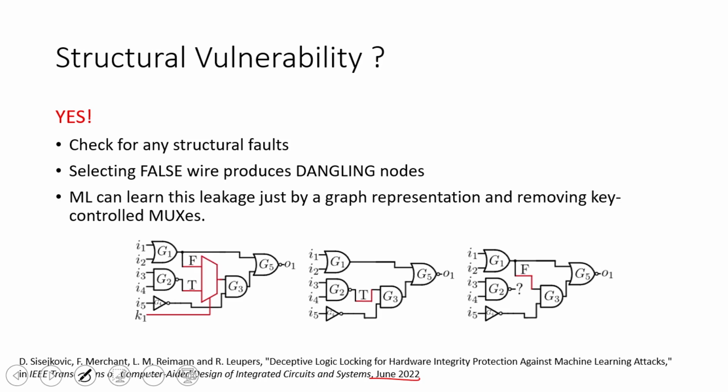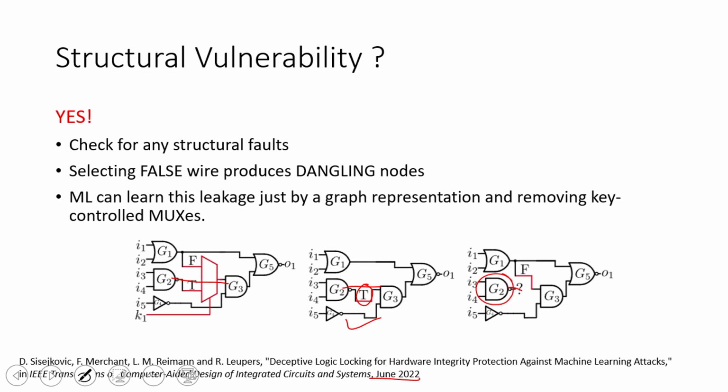So, you put a mux here and you connect this one as the false one, right. If you predict it correctly, there will be a correct connection, this is the correct circuit. But if you predict the key value wrongly, there is a dangling connection, right. So, this gate becomes dead, the output is never getting used.